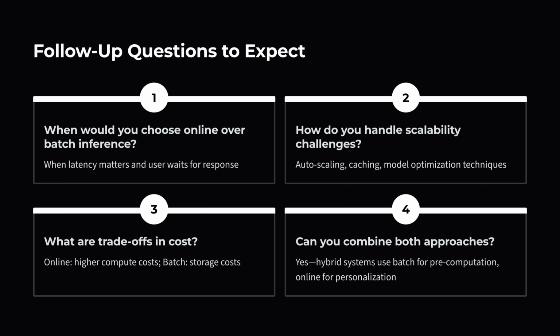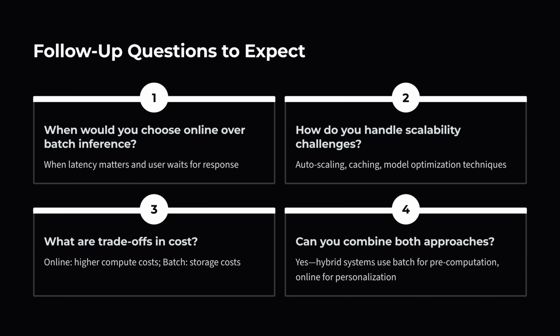If they ask whether both can be combined, confidently say yes. Many architectures pre-compute heavy features in batch, then use online inference for real-time personalization, like choosing the next video or surfacing the right coupon. A common misconception is thinking hybrid systems are rare. In reality, they're everywhere in large platforms.